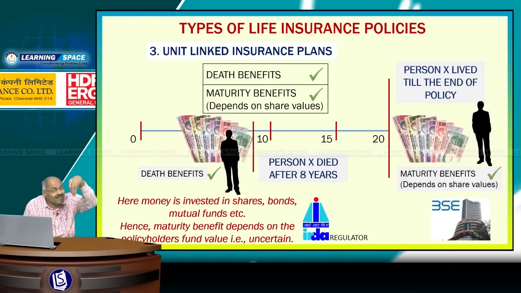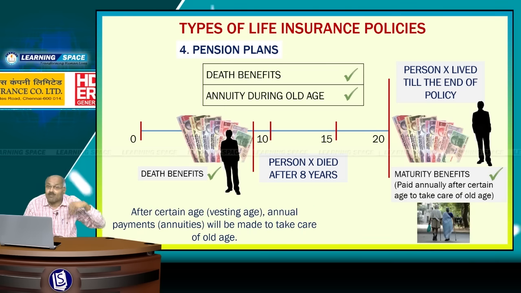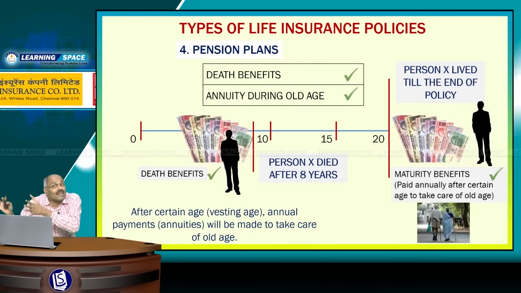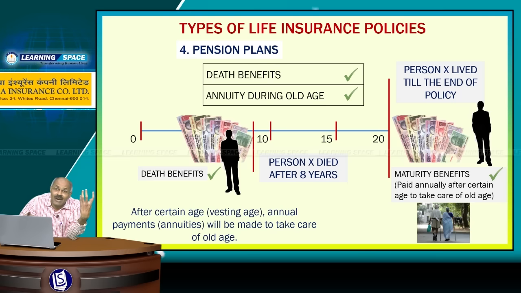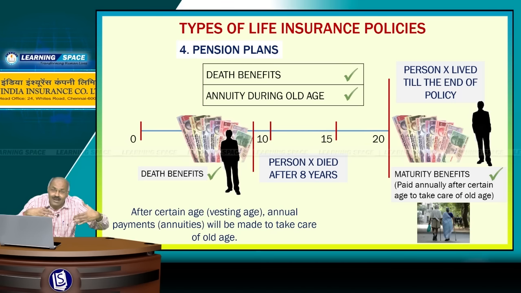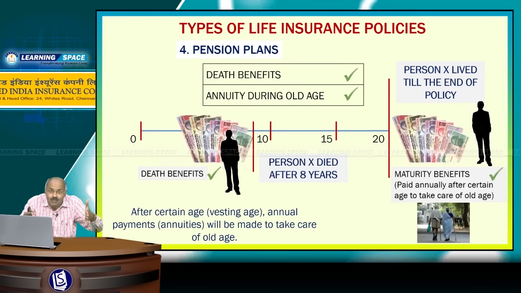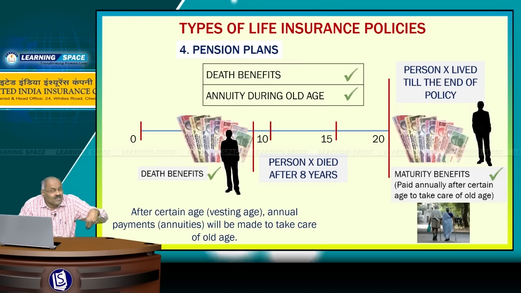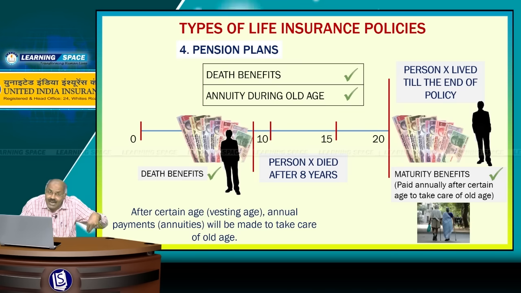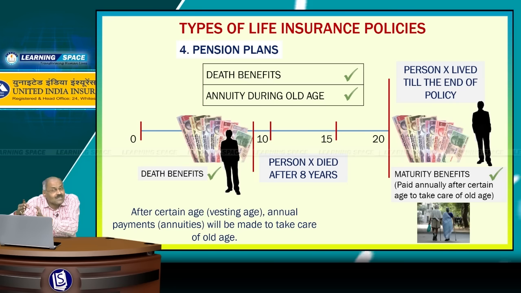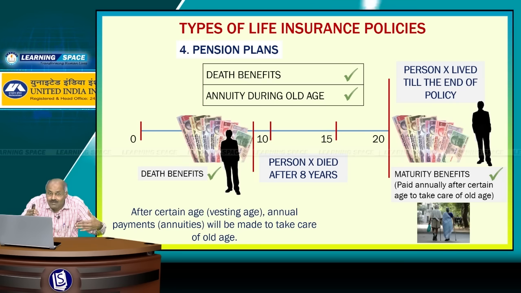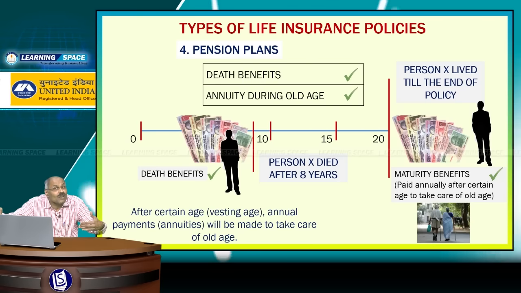If you look at the next important plan, that is pension plans. Here, to take care of old age, insurance is combined with pension. These are pension plans. As usual, these will have death benefits. If the person dies after 80 years, the beneficiary will get death benefits, and at the same time, beyond the policy period or beyond a certain age, the family will get annual pension.